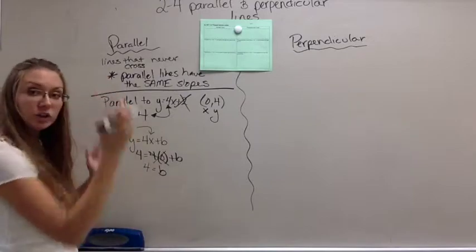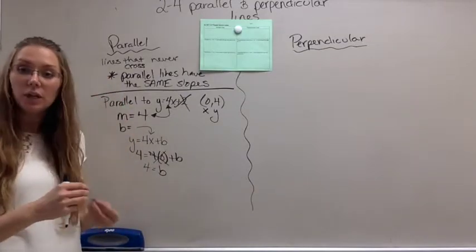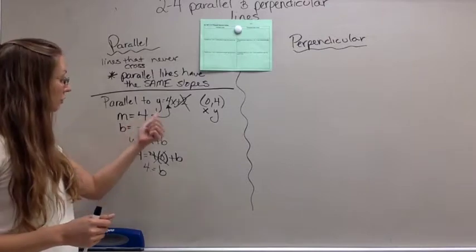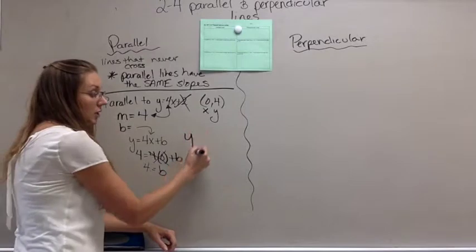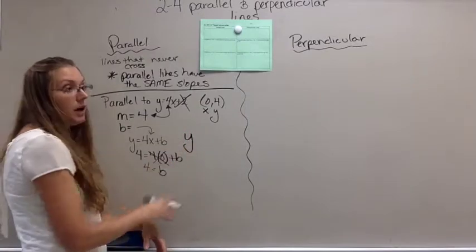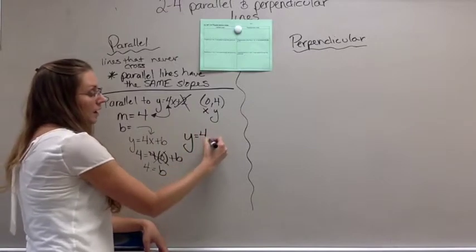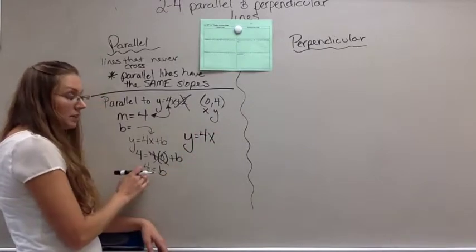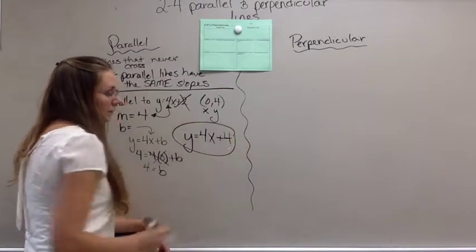Now again, the question's asking, not what is the b, what is the slope, it's saying what is the equation of the line that goes through this point and is parallel to this. So the answer's got to be an equation. I'm going to put it in slope-intercept form. y equals m, which is 4, x plus b, it's a positive 4, so I'm going to put plus 4. And this is my answer.